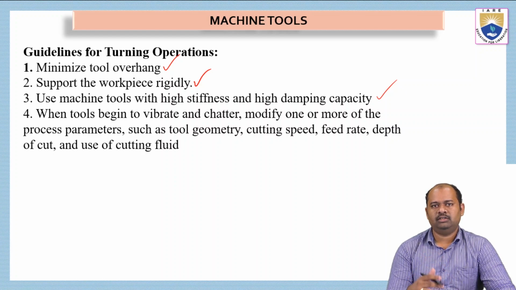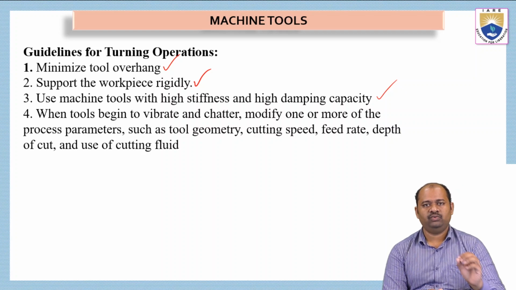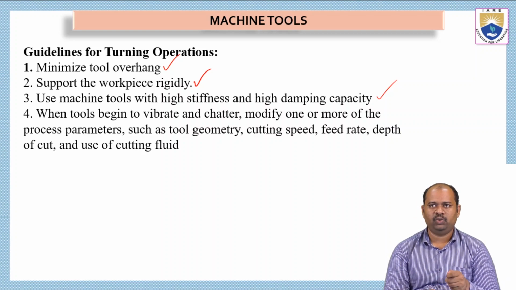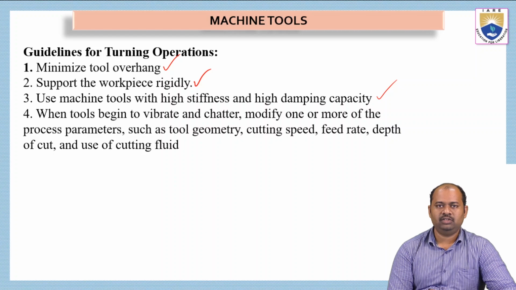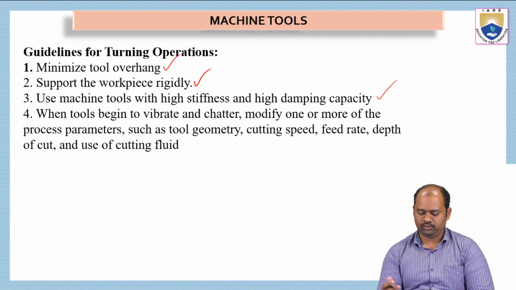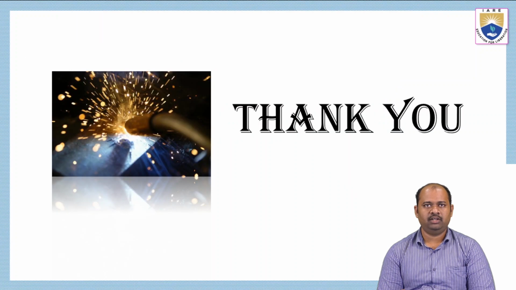So whenever we are doing the turning operation, we may see some vibrations in the tool. At that time, we have to stop the process, or we have to change some parameters: the tool geometry has to be changed, or you have to reduce the cutting speed, or you have to change the feed rate. You have to give the feed slowly, and then we can change the depth of cut. Okay, and in almost all applications, you have to use cutting fluid because we are machining a metal with another metal, which produces a large amount of heat. We have to use the cutting fluid so that it will cool the workpiece and the tool. So these are the guidelines for turning operations.